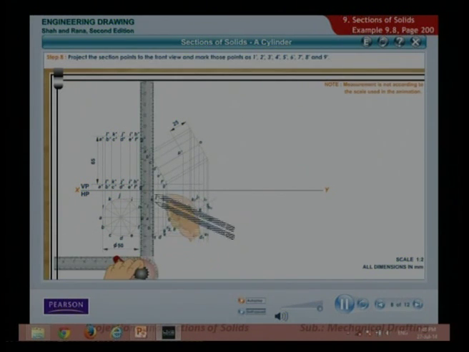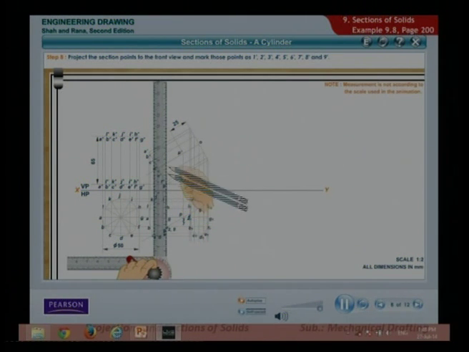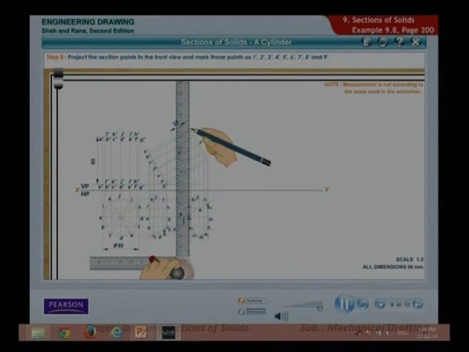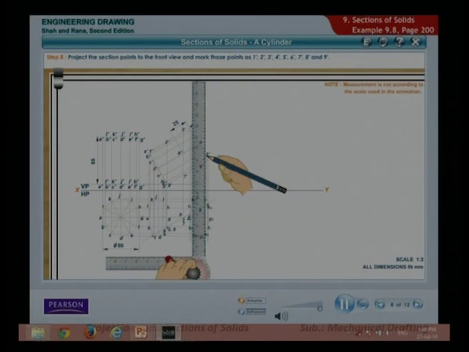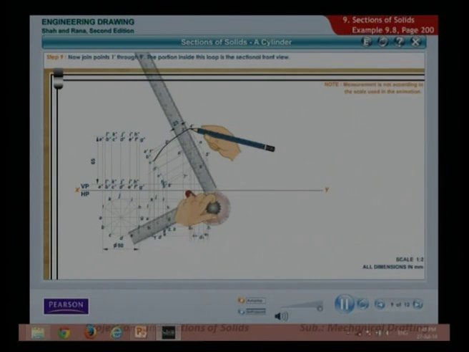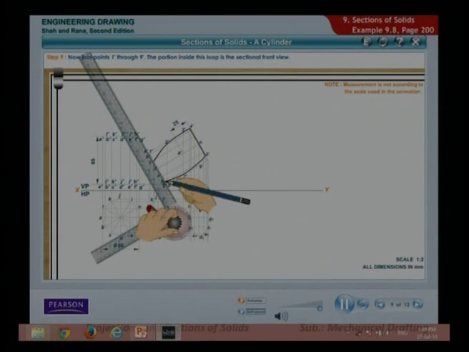Project the section points to the front view and mark those points as 1 dash, 2 dash, 3 dash, 4 dash, 5 dash, 6 dash, 7 dash, 8 dash, and 9 dash. Now join points 1 dash through 9 dash. The portion inside this loop is the sectional front view.